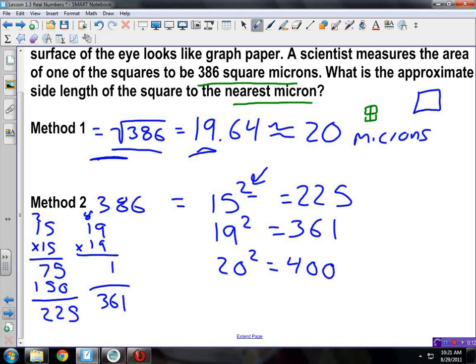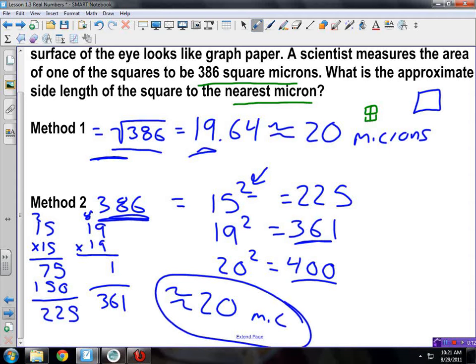There we go. Now we look at our original number. We look at these two numbers, and we say, is it closer to 19 or is it closer to 20? 20 a little bit, right? It's almost right in the middle, but we're going to say this is about 20. So I'm going to say the answer is about 20 microns.